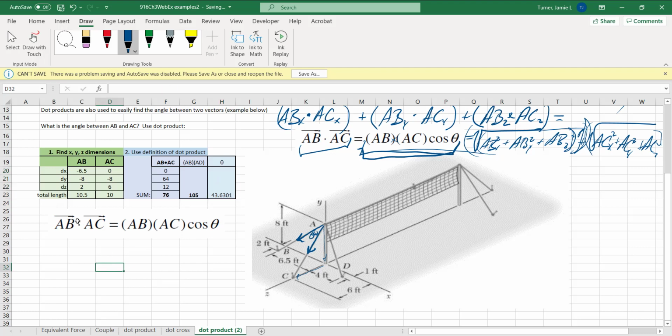So sometimes with a dot product, you don't use it to find work, you don't use it to find a vector in some direction. You're just trying to get the angle between something, and this can be a lot easier way to find that angle.